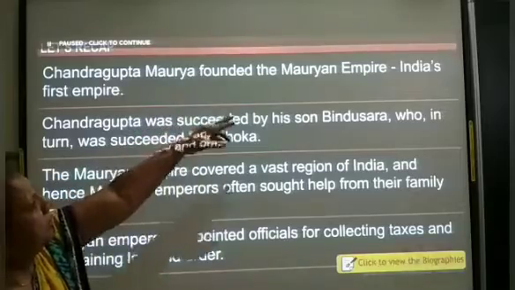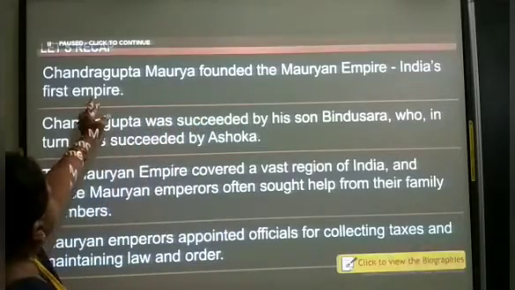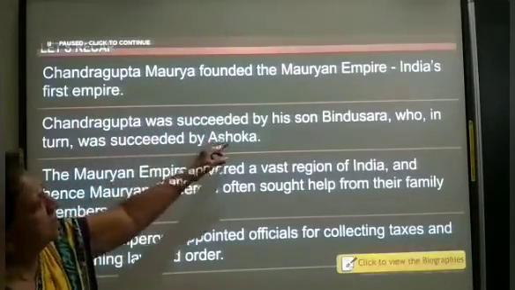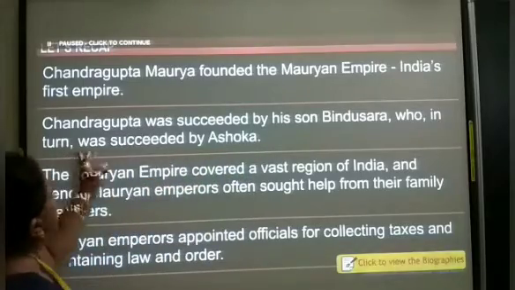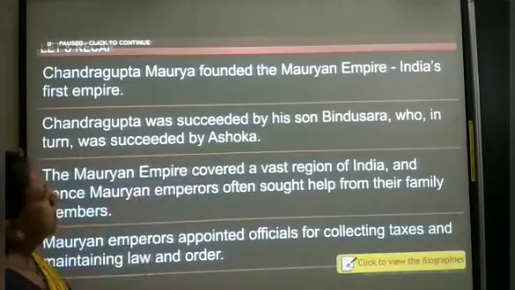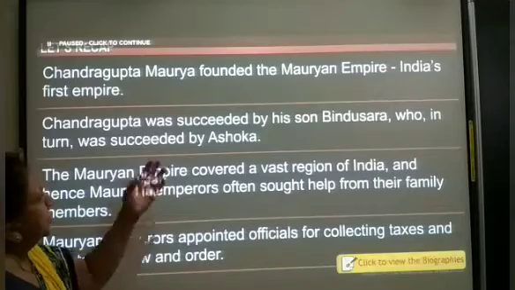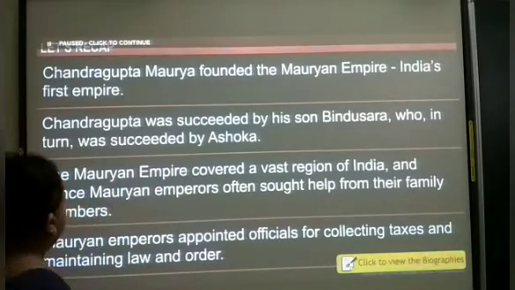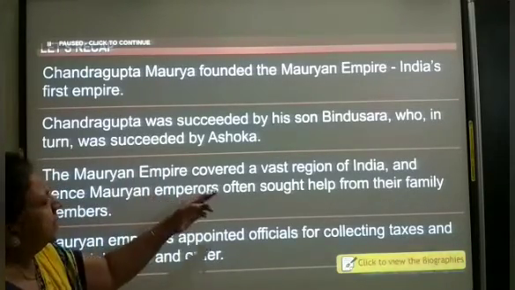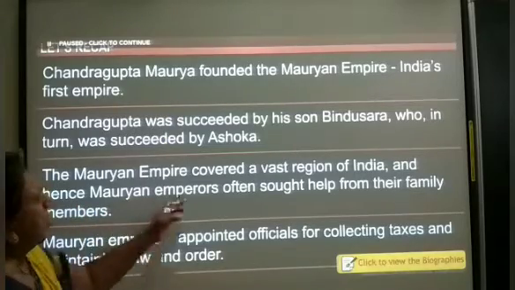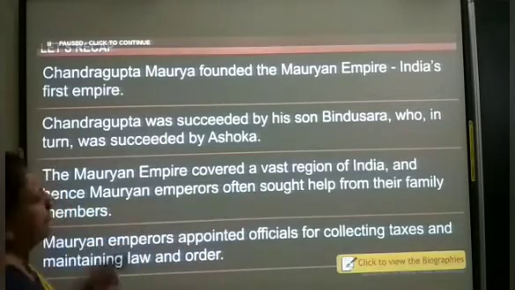Chandragupta Maurya founded the Mauryan Empire, India's first empire. Chandragupta was succeeded by his son Bindusara, who in turn was succeeded by Ashoka. Bindusara was his father. After him, Ashoka became the emperor. The Mauryan Empire covered a vast region of India, and emperors often sought help from their family members.